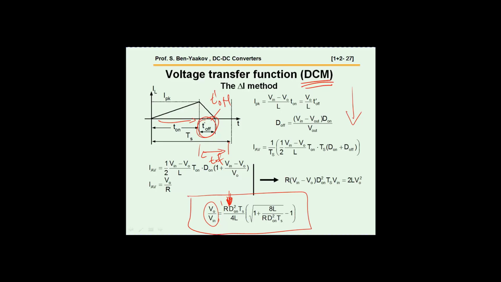Now, in practical application, you still keep, of course, V out to be the value that you need. And this is by changing the duty cycle. That is, there is a controller, there is sort of a feedback that if the voltage tends to change, the duty cycle will change, and automatically you will maintain the desired V out.